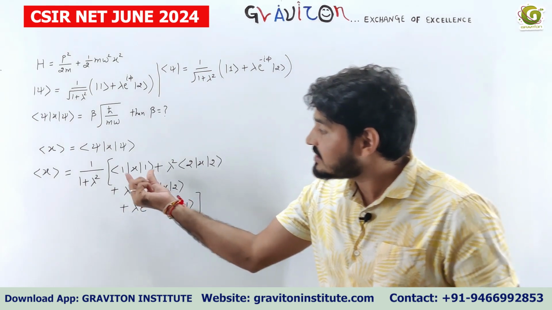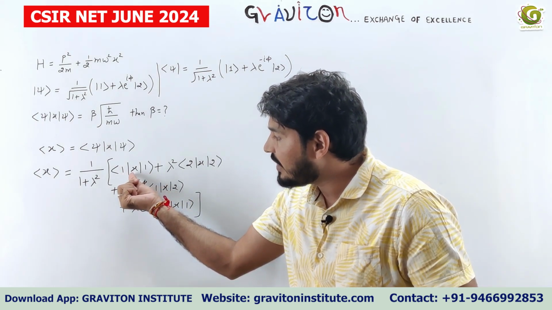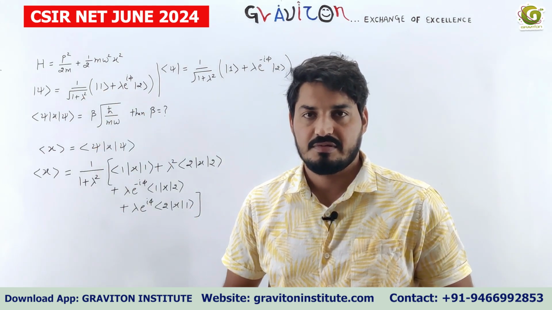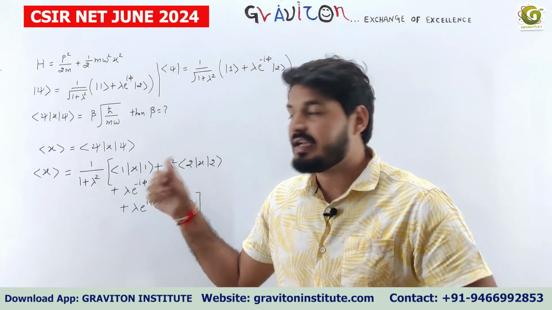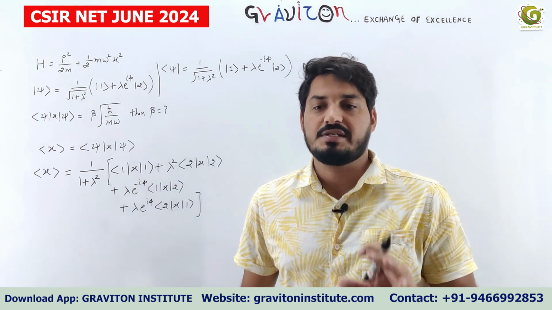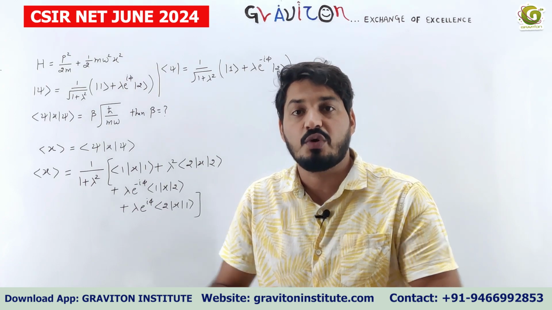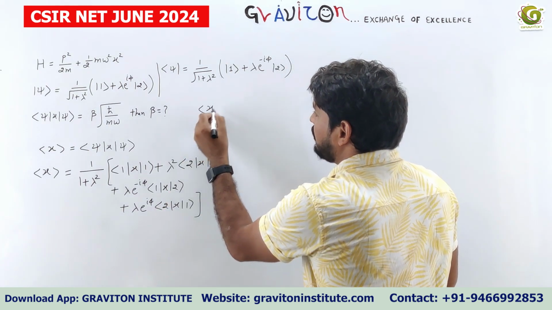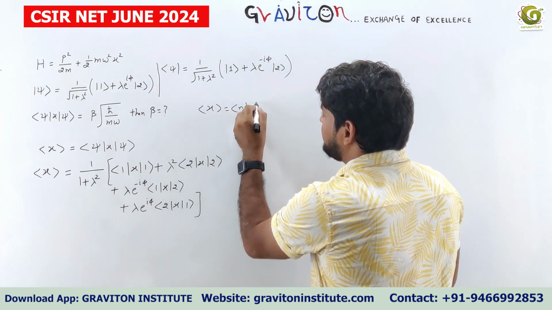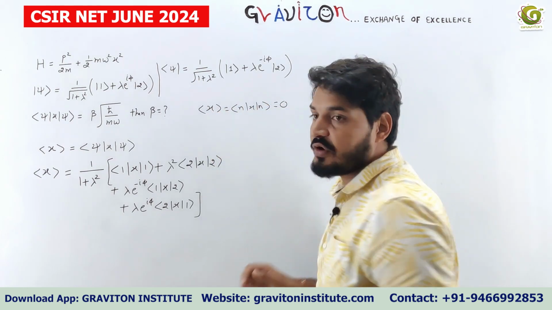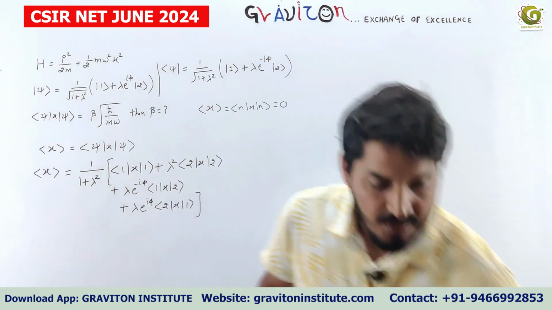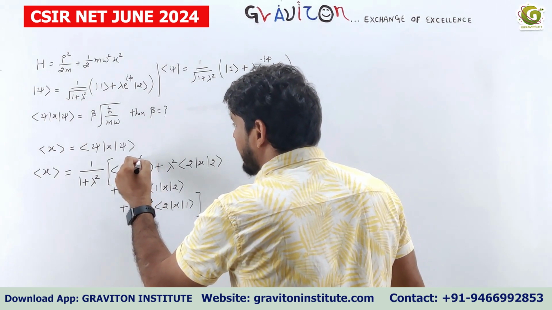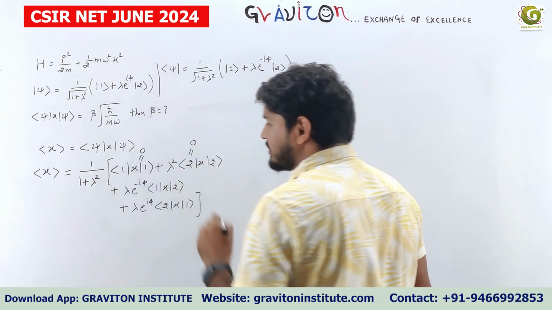Now see, what is this term? The expectation value of x on state 1. This 1 and 2 are the eigen states. It has been already given in the question. Both are eigen states. And we already know this thing, that the expectation value of x on any eigen state is always 0. You know this thing. The expectation value of x on any eigen state is always 0 for the harmonic oscillator. Fine. So I can put this term as 0 and this term also 0.